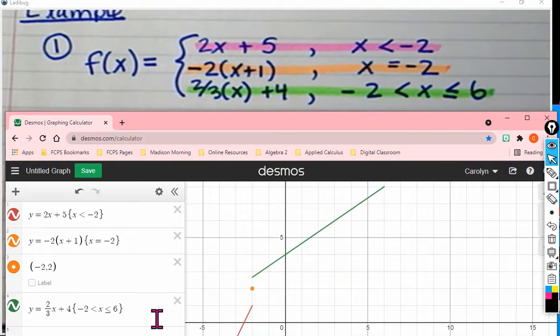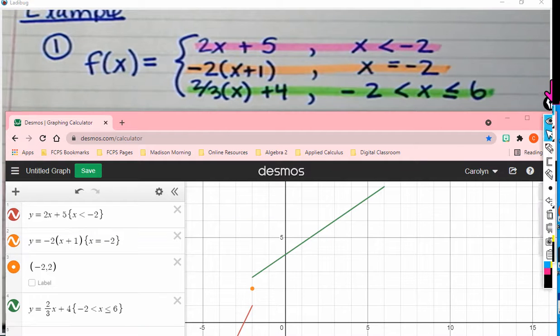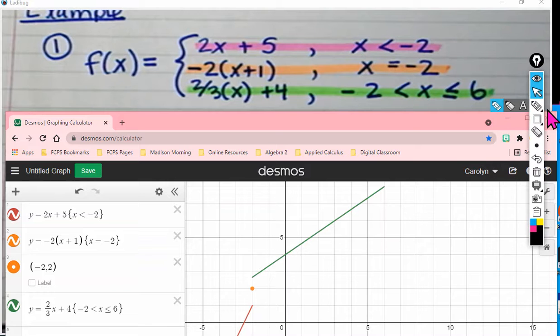All you're doing is you have each of those equations that only matches a specific domain. Now, as we're looking at this, I want to show you something because Desmos doesn't do everything perfectly. Notice here, x is less than -2. That's a not included endpoint, just like we did with domain. Here, this is also not including the endpoint, but this one is included.